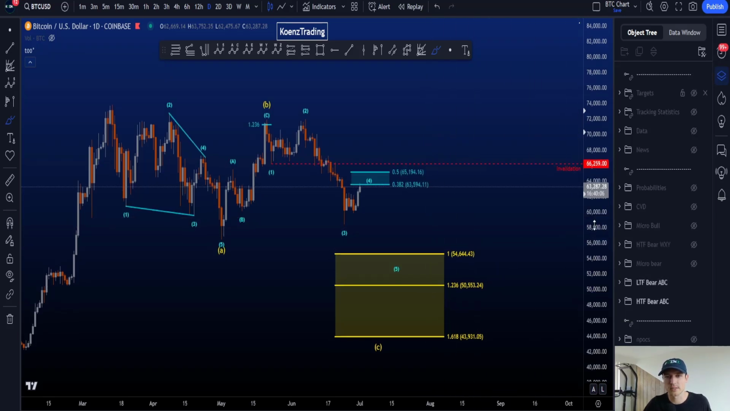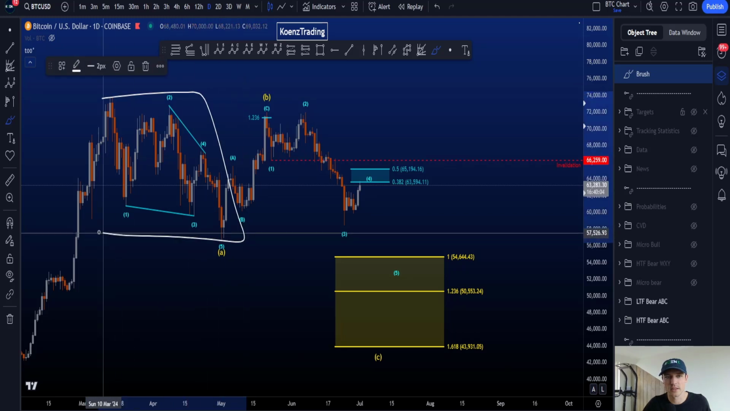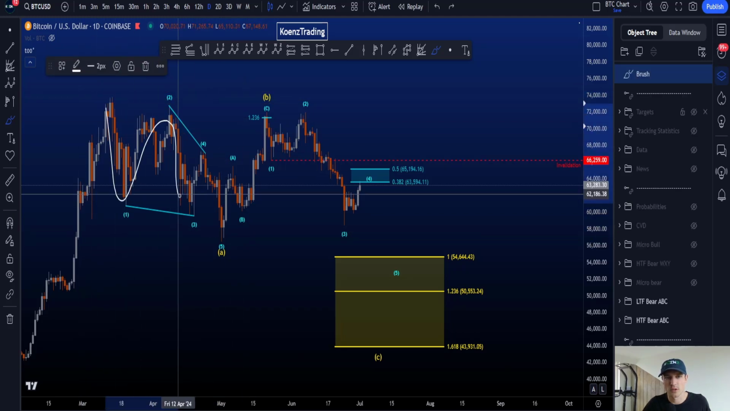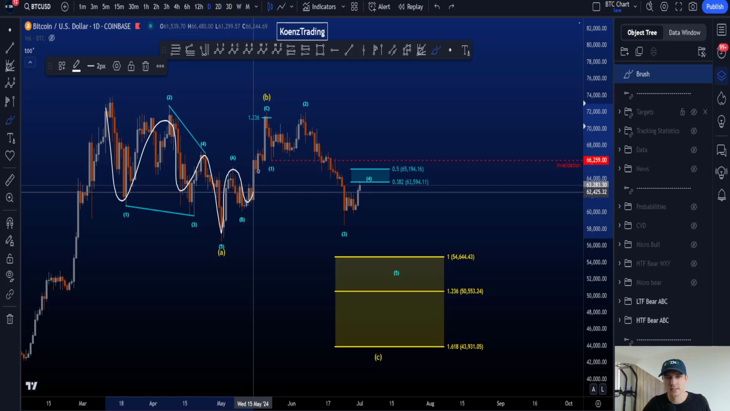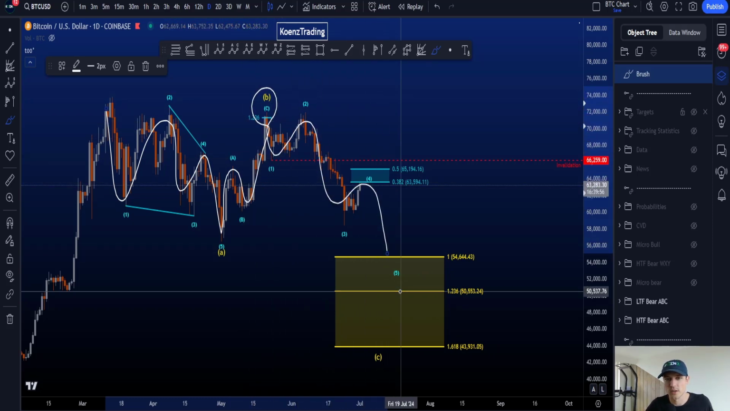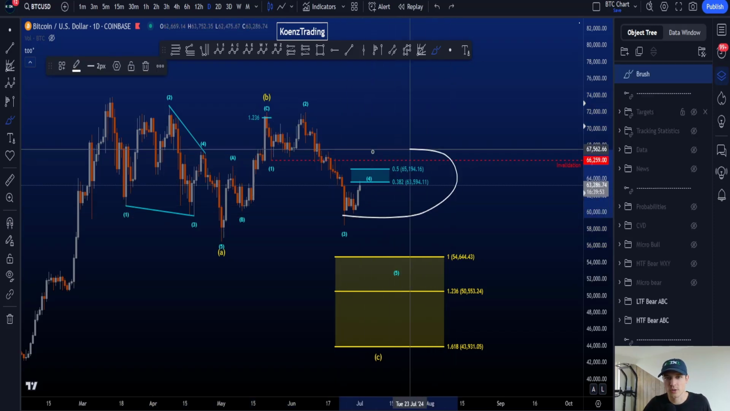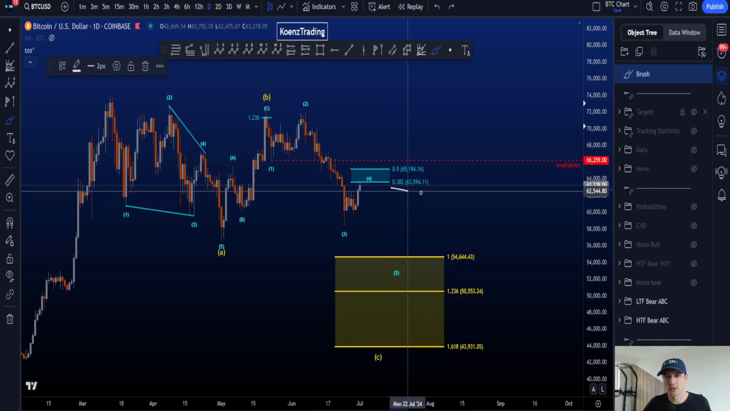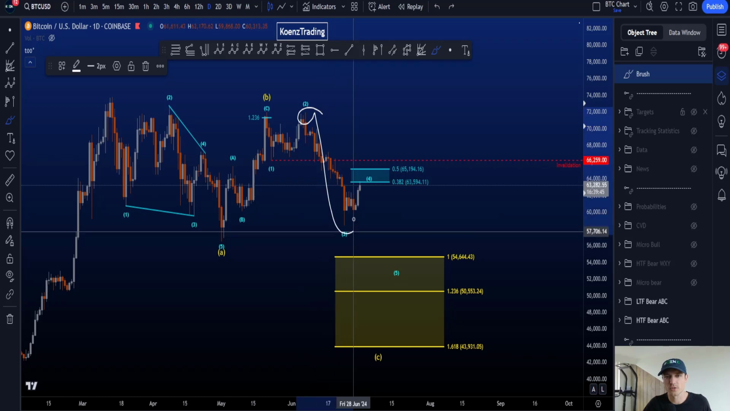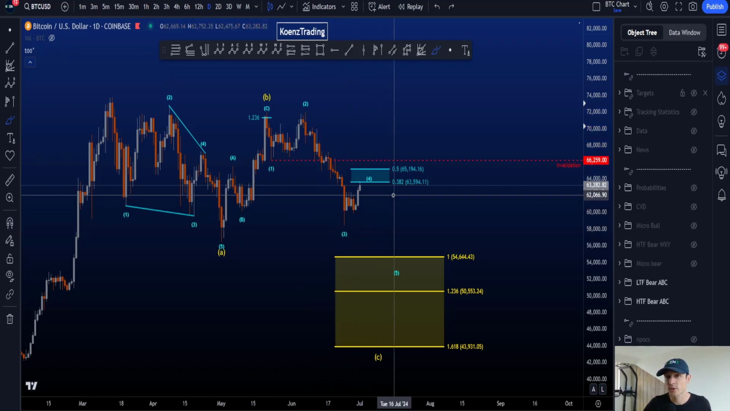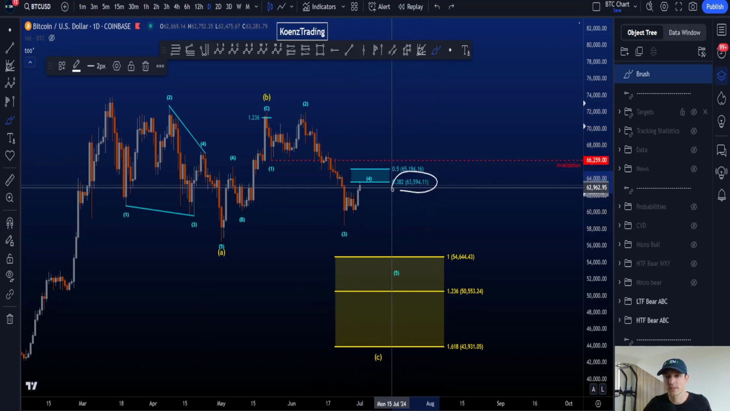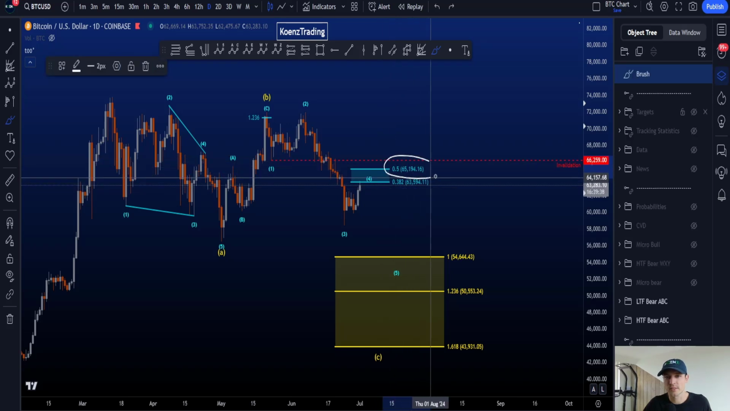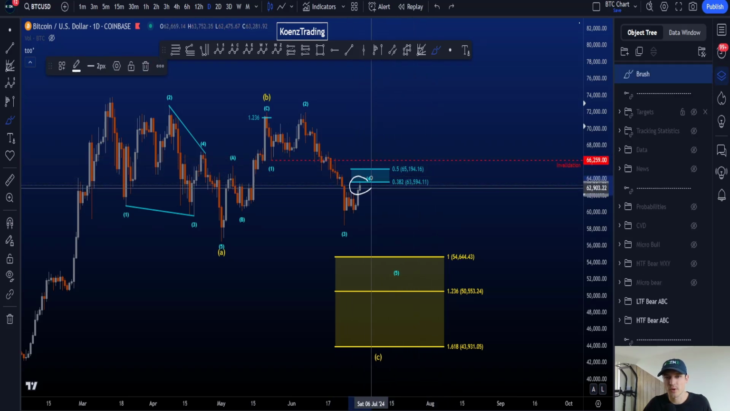In a bit more detail, this is what we're looking for: a leading diagonal in wave A, 1, 2, 3, 4, 5, a zigzag to the upside in wave B, and then another impulse to the downside, 1, 2, 3, 4, 5, currently working on this wave 4. The common target for your wave 4 is the 0.382 to the 0.5 Fibonacci taken from the start to the end of wave 3, giving you a target area between 63.5k and 65.2k, which is where we are at the moment.